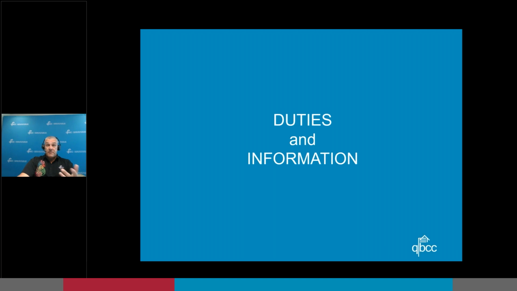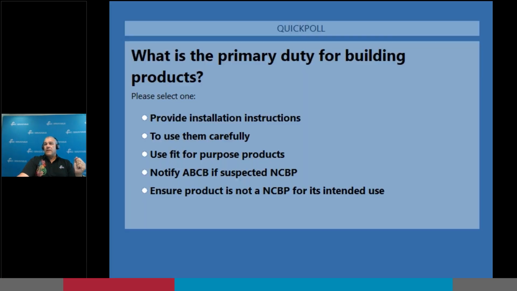Okay, the next part that's very important for you guys as architects is the duties and information that's around that. So we're just going to throw up another poll. What is the primary duty for building products? You can see there, is it to provide installation instructions? Is it to use the product carefully? I'm sure we all have to use our products carefully. Is it to use a fit for purpose product?